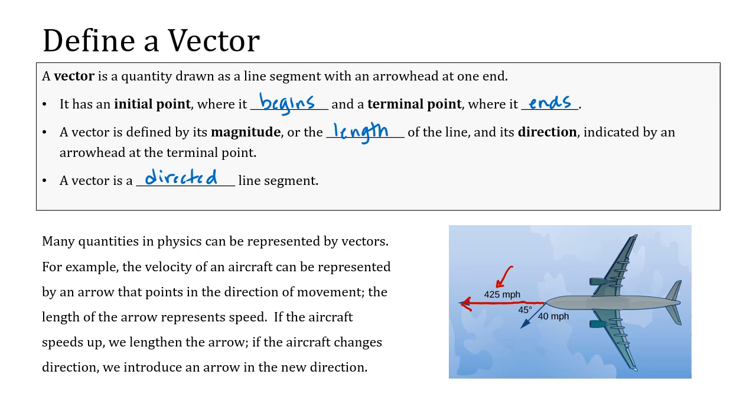If the aircraft speeds up, then we might lengthen this vector. If the aircraft changes direction, then we would introduce an arrow in that new direction.